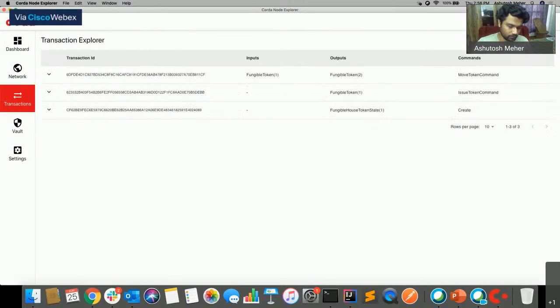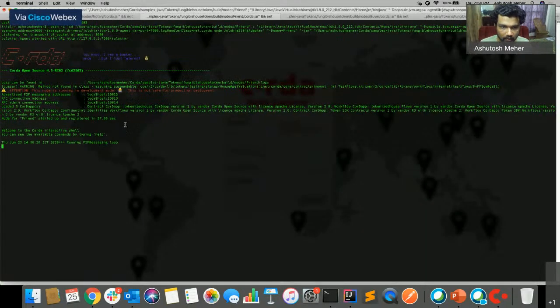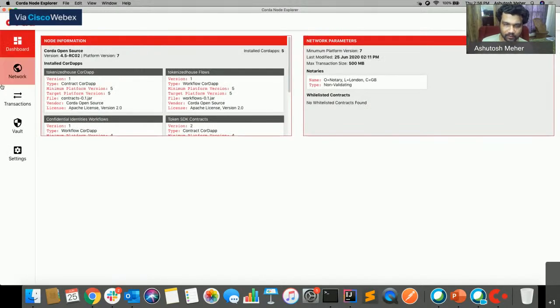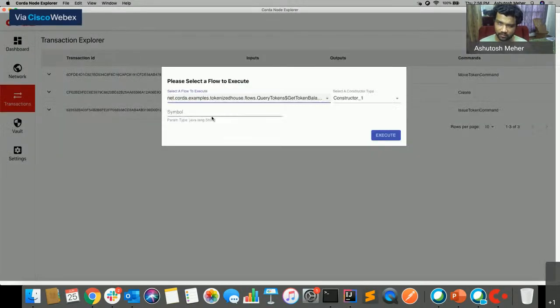Let me log out and go to the friend node. Again, let me check what's the port, and it is 10,013. User one, the normal username and password we use for all our samples. Okay, this is the friend node. He should have 400 or 600, I guess. What is the one which we passed? Let's just check. Yeah, 600 is the amount we passed. So this guy has 600 tokens.